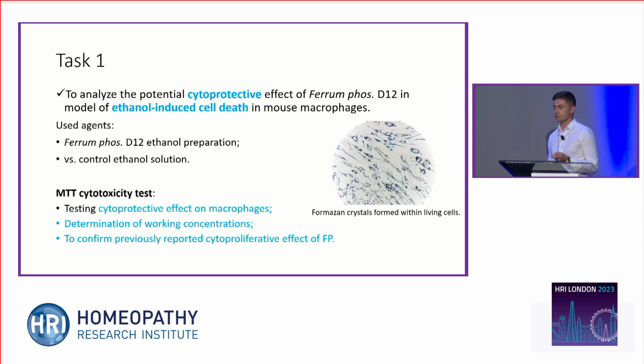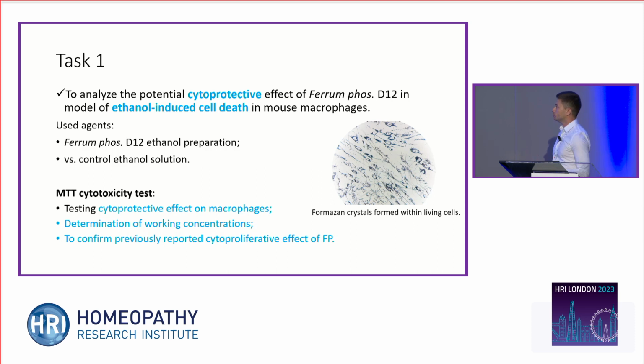The first task was to analyze the potential cytoprotective effect of ferrum phosphoricum D12 in a model of ethanol-induced cell death in mouse macrophages. We know from our previous studies, and also from the literature, that ethanol causes oxidative stress and inflammation, which normally leads to cell death, and we used that. Our preparation was done in ethanol, and we used the ferrum phosphoricum ethanol preparation as the main object, with a control of the same ethanol solution without ferrum phos, of course.